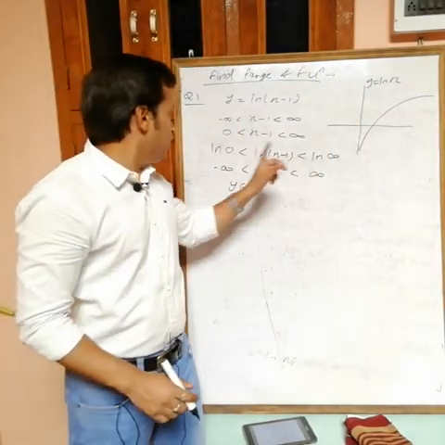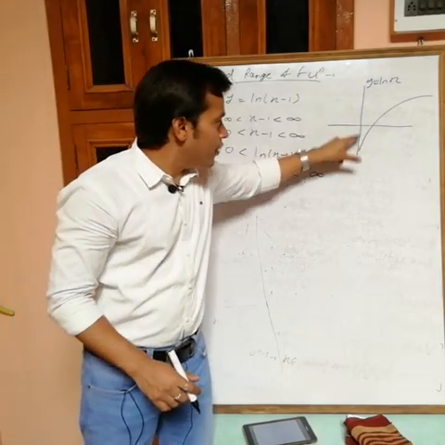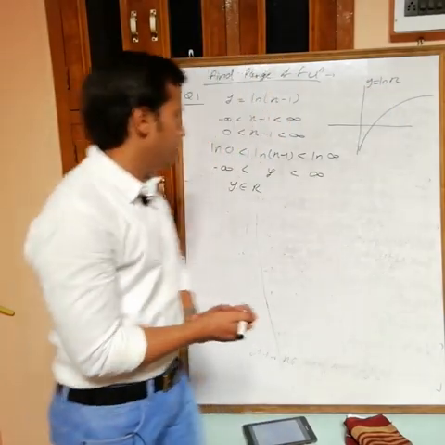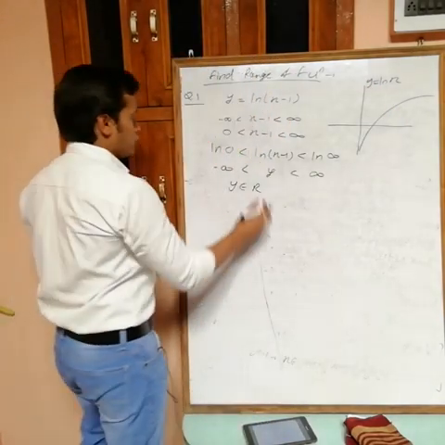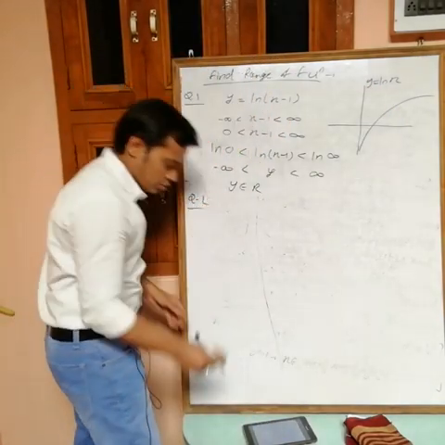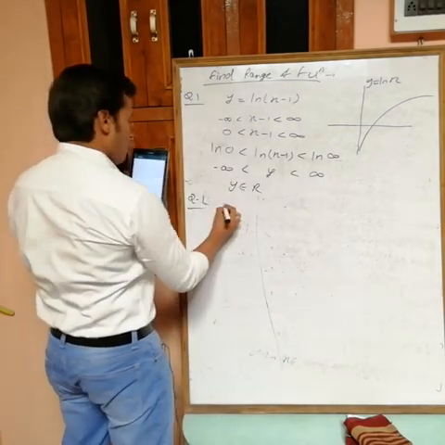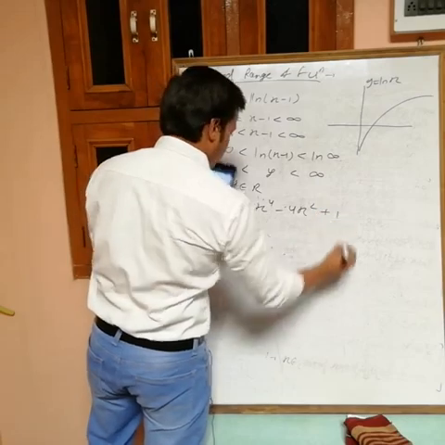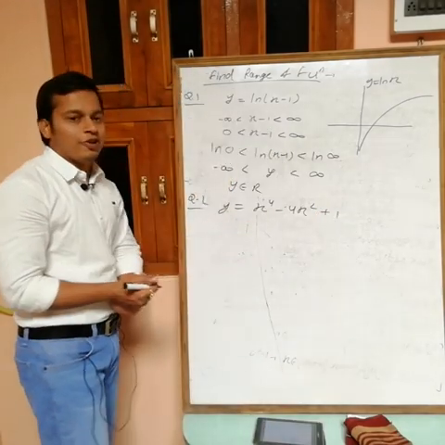Now you can check, at 0 the value is minus infinity, at infinity the value is plus infinity. So this one, y belongs to R. Next question, y equals x power 4 minus 4x square plus 1.